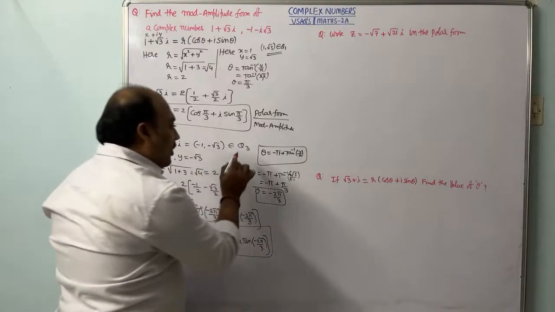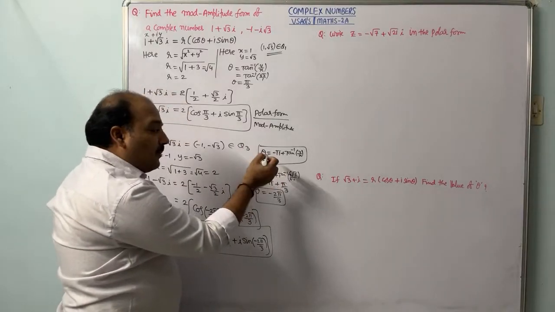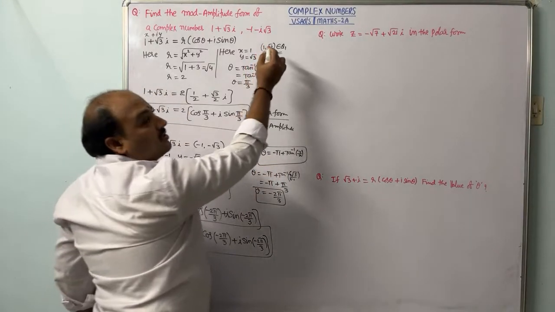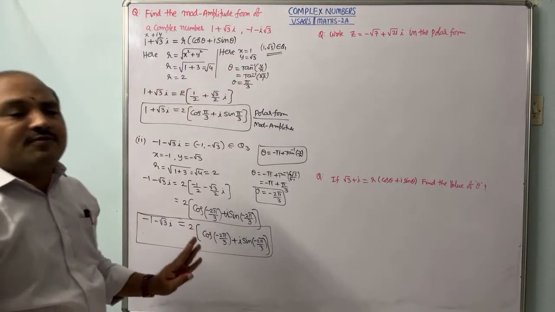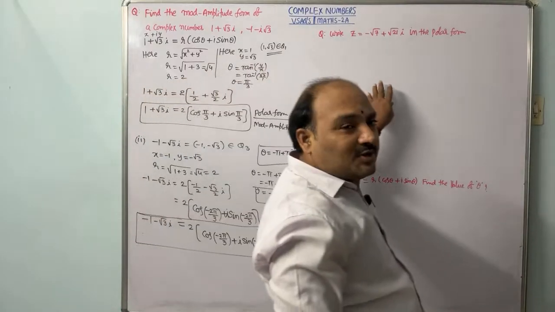This is the way. When the point belongs to the third quadrant, the amplitude will be like this. When the point belongs to the first quadrant, the amplitude is theta equal to tan inverse y by x itself. Now come to this question.